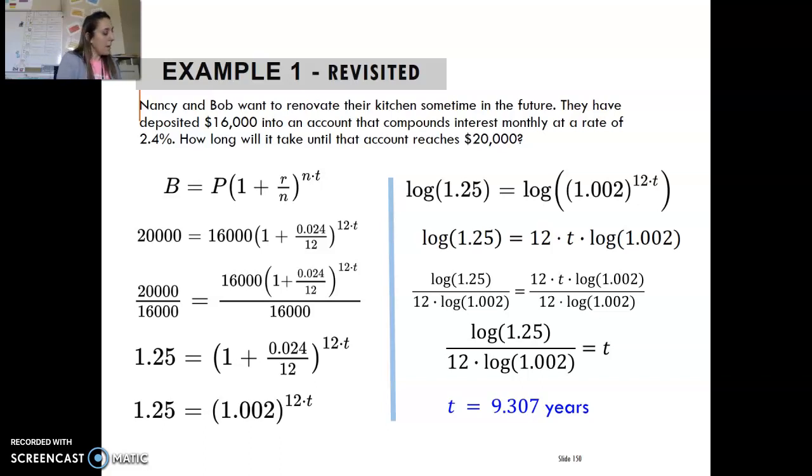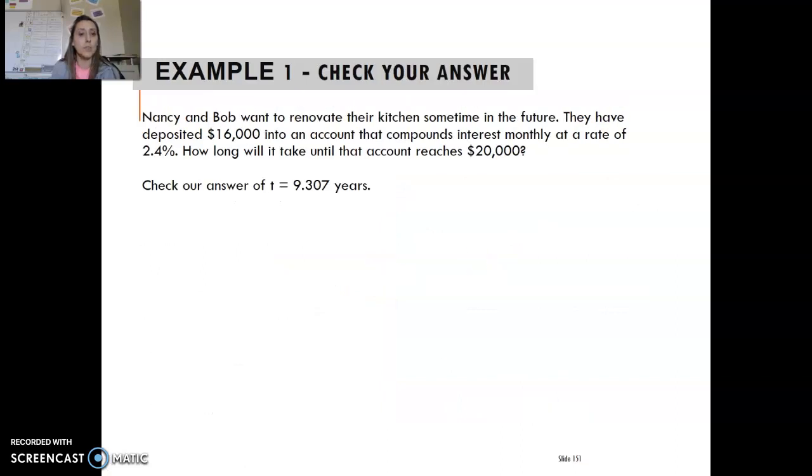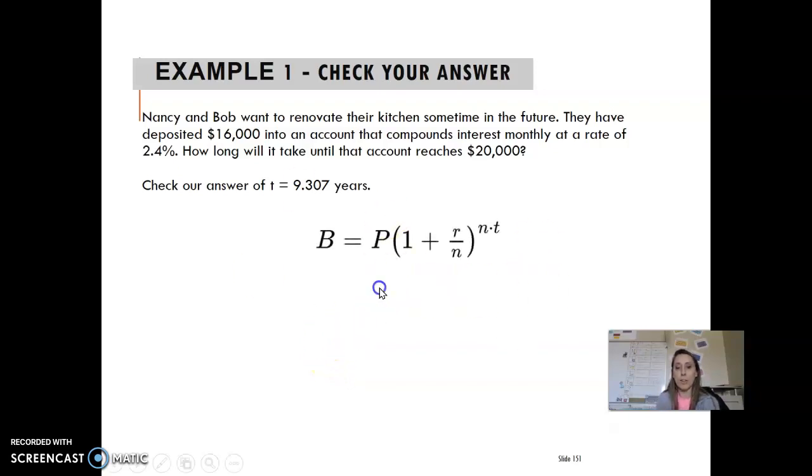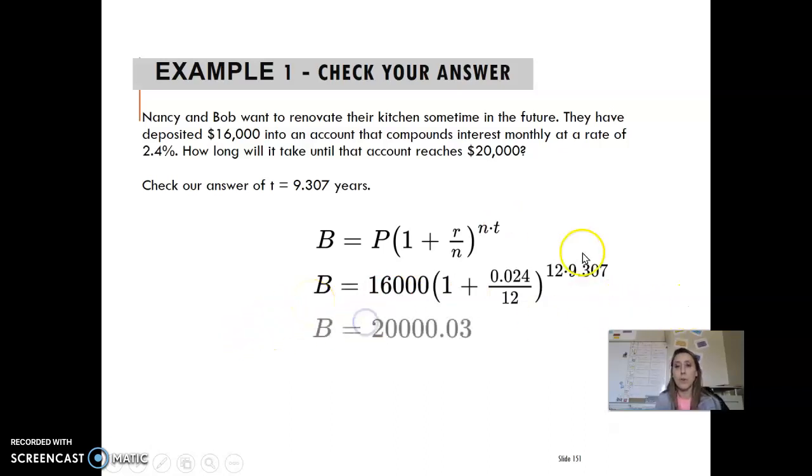So we are on page 62. Okay, so we got t equals 9.307 years. What we can do is take that number that we found and plug it back into the original problem and see if it works. If we take our compound interest formula and plug in everything we know, we want to get close to $20,000. If we plug in the number we found, again, this is 12 times, and we end up with $20,003. That is really close to 20 grand, so that number does work.